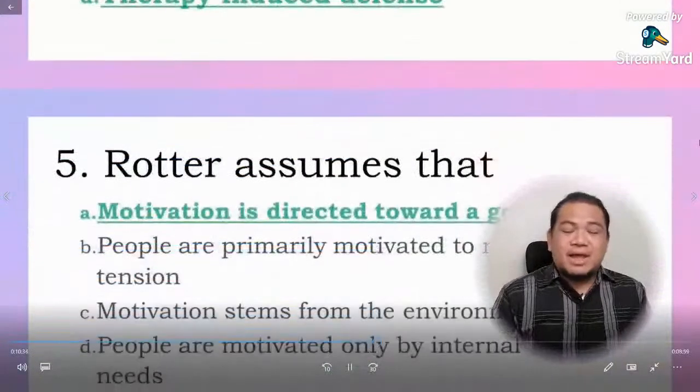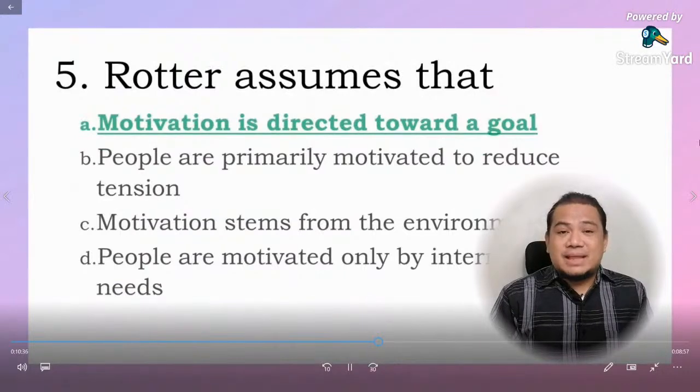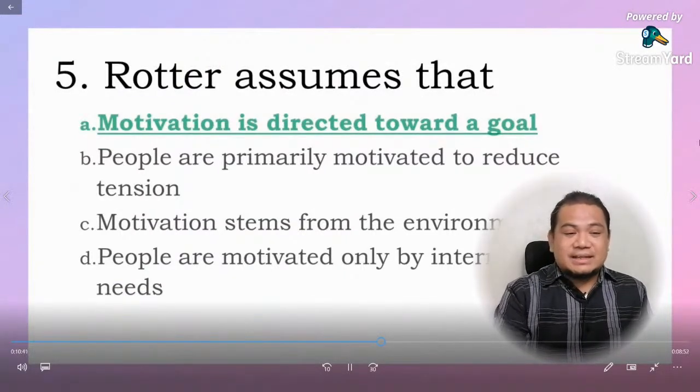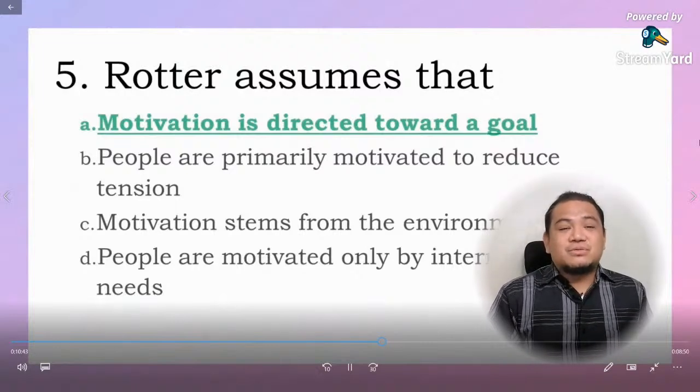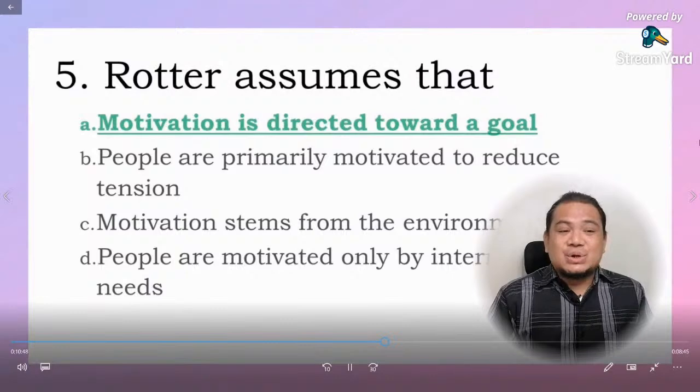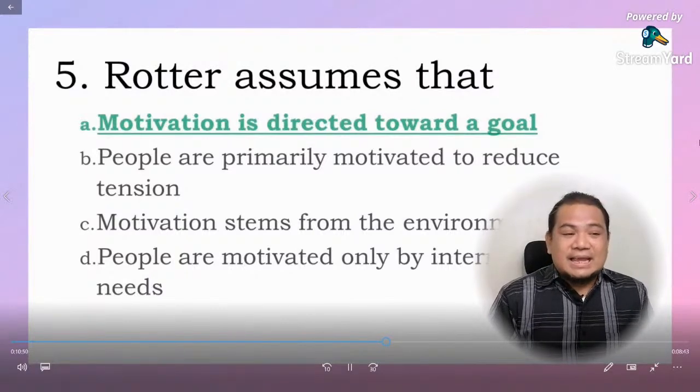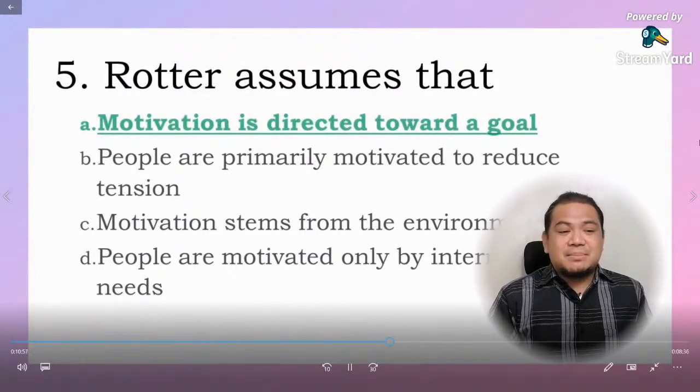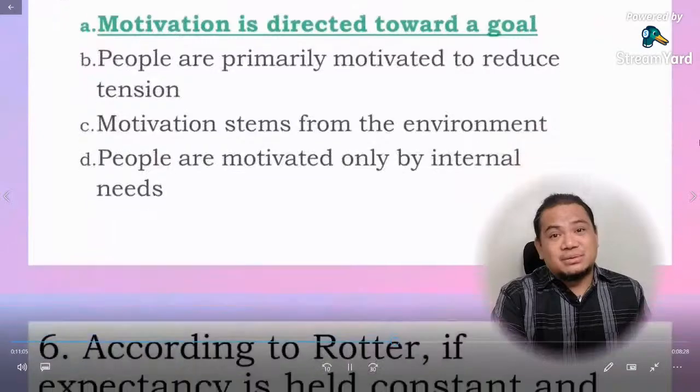threatening. Number 5, Rotter assumed that, it's letter A, motivation is directed toward a goal. Rotter's fourth basic hypothesis is that motivation is goal-oriented. He rejects the notion that people are primarily motivated to reduce tension or seek pleasure, insisting that the best explanation for human behavior lies in people's expectation that their behavior is advancing towards a goal.